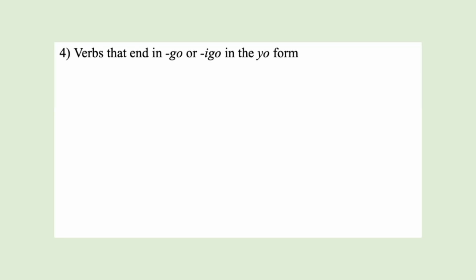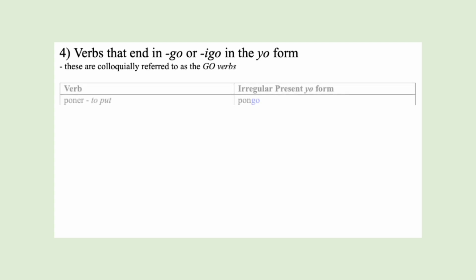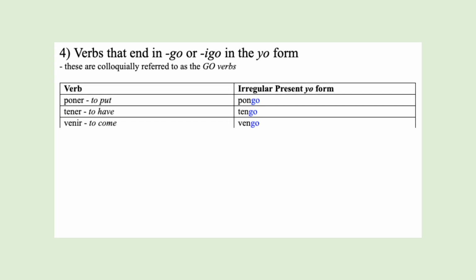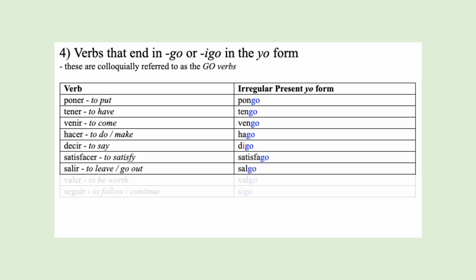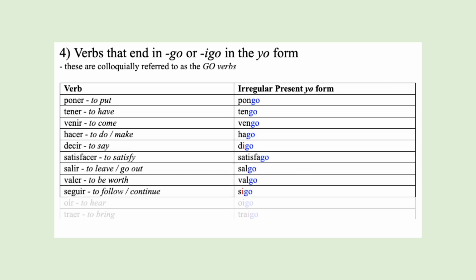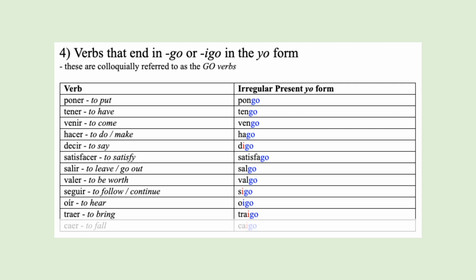Next are verbs that end in go or igo in their first person singular form. They are colloquially referred to as the go verbs. Pongo, tengo, vengo, hago, digo, satisfago, salgo, valgo, sigo, oigo, traigo, caigo.